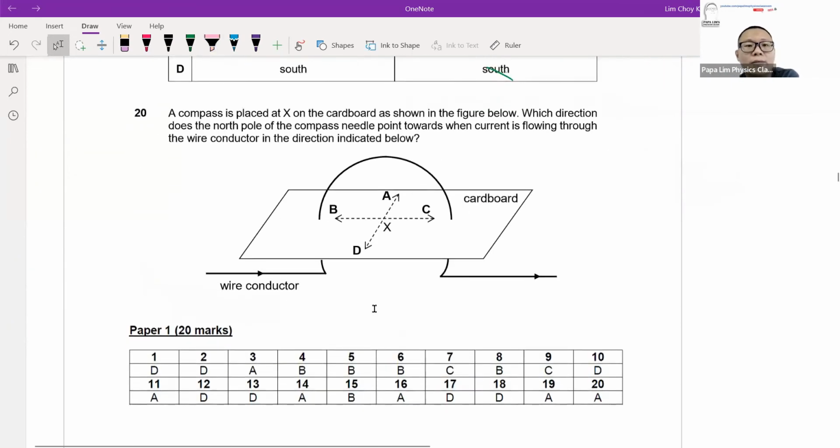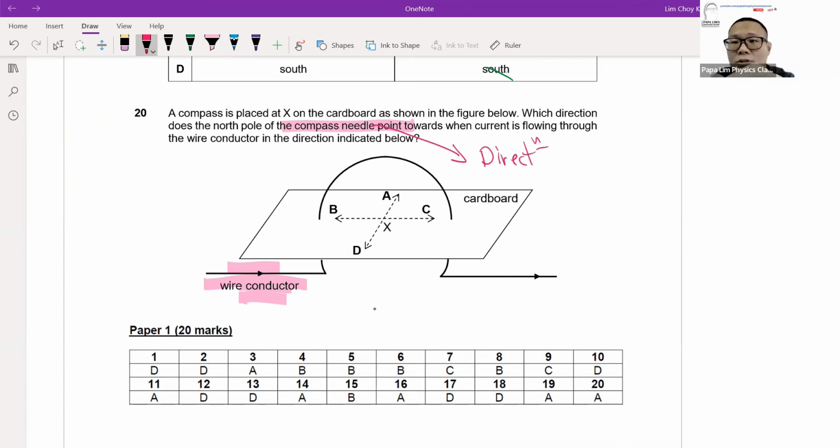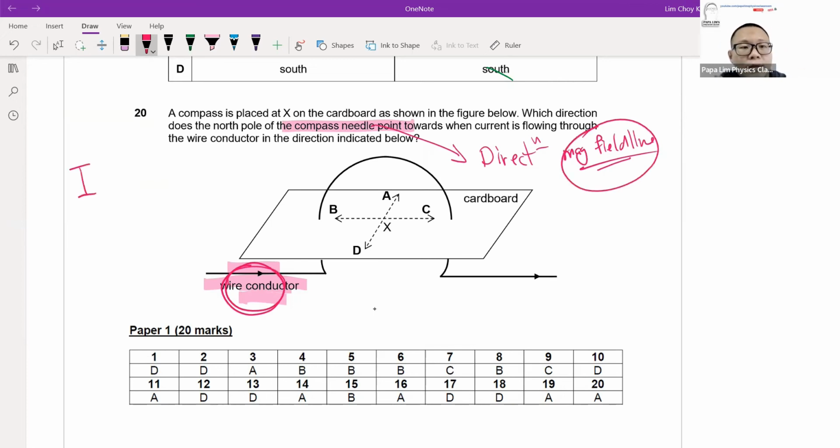Question 20. If you look at the particular question here, we have wires with current, and I need to know the direction of the compass needle at X. The question is actually asking for the direction of the field lines. Remember, the purpose of using a compass needle is to represent the direction of the magnetic field line. So basically what the question wants is for the student to use the current to locate the direction of the field line. From current, I want the magnetic field line.